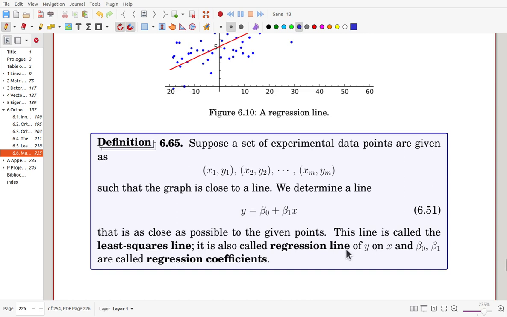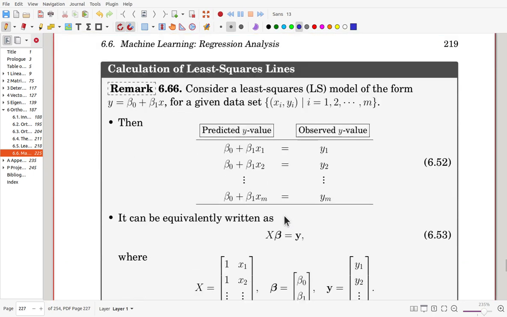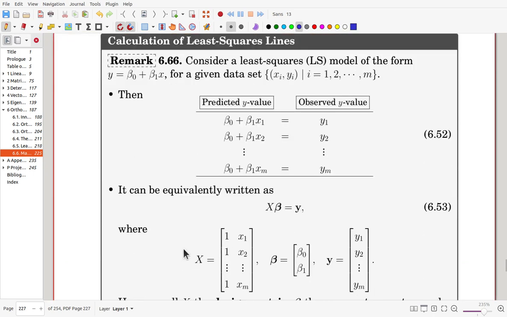This line is called the least squares line, and it is also called the regression line of y on x, and beta 0, beta 1 are called regression coefficients. In solving the problem, the target is to find those two coefficients. Okay. To get the coefficients, now we consider this remark.